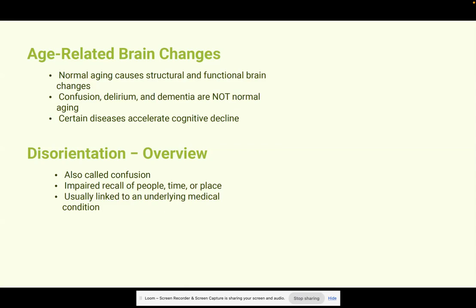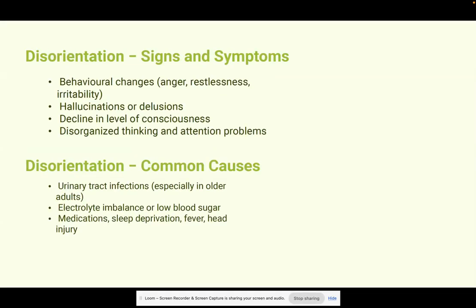All right. So when we talk about disorientation, it's also called confusion. It is impaired recall of people, time, or place, usually linked to an underlying medical condition. When we say underlying medical condition, it could be that the person is experiencing disorientation because of some illnesses that he or she's experiencing. Signs and symptoms could include behavioral changes like anger, restlessness, and irritability. There could be some hallucinations and delusions as well. There might be some decline in level of consciousness, and of course, disorganized thinking and attention problems.